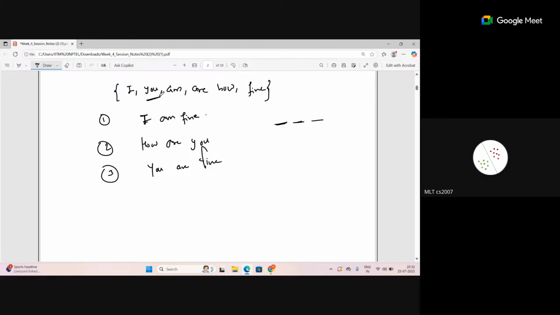Similarly for am, similarly for are, similarly for how, and similarly for fine. Are you okay with that? So can I say that each of these words can act as a coin with head and tails, right? Any doubts?